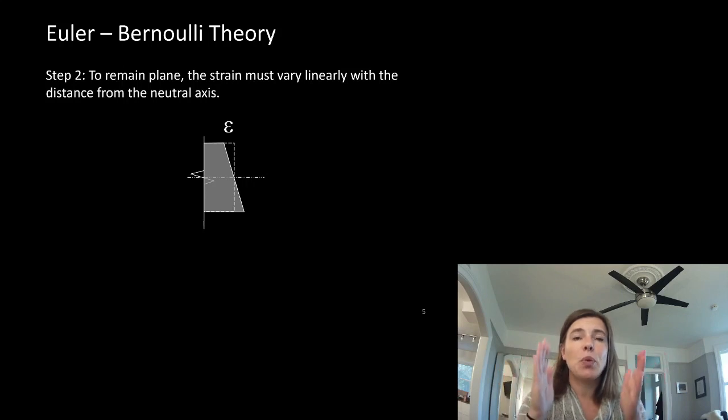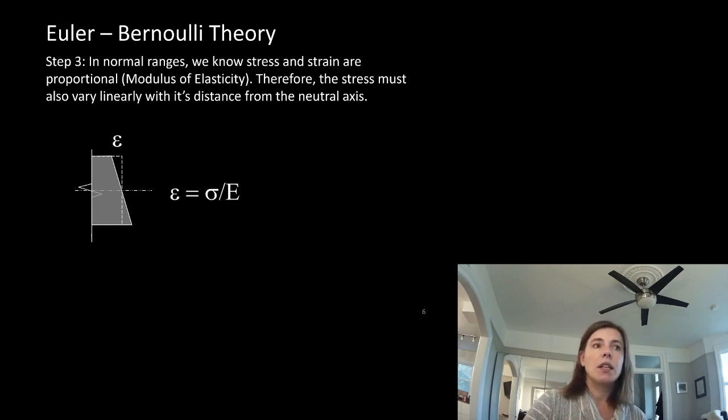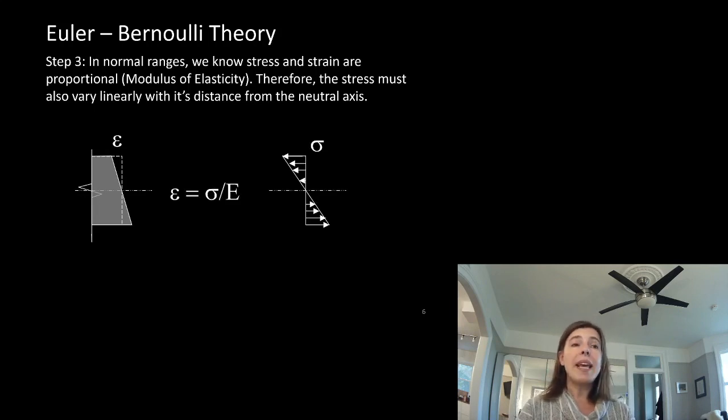The relationship between stress and strain is now super handy as well. Because if the strain is varying linearly as it gets farther away from the neutral axes, and stress and strain vary linearly to each other, then the stress must also be varying linearly as it moves away from the neutral axes. So, we can draw what the stress looks like. At the top, we have high stress, and at the bottom, we have high stress, where it's pulling, and at the top, it's squashing.